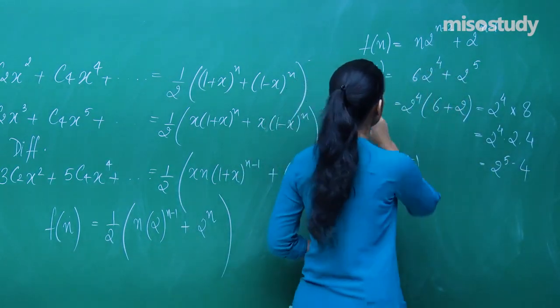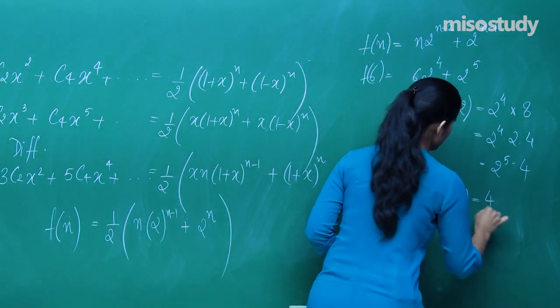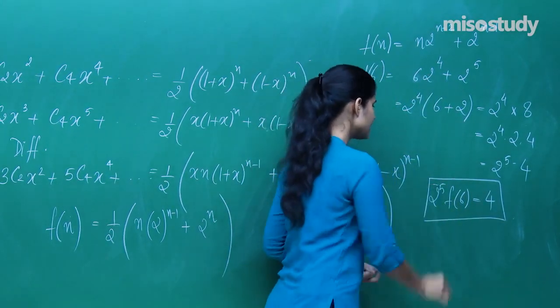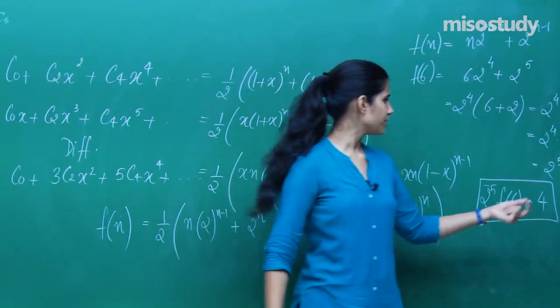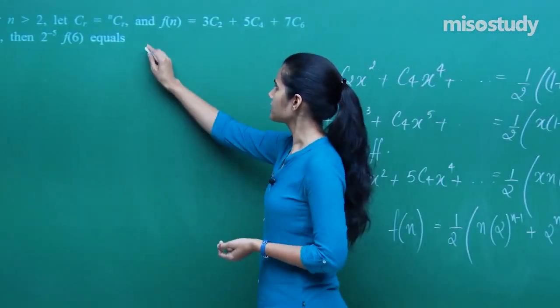You want 2 to the power minus 5 into f6, so 2 to the power minus 5 f of 6 is 4. Because I am bringing 2 to the power 5 to the left hand side, 2 to the power minus 5 f of 6 is equal to 4.